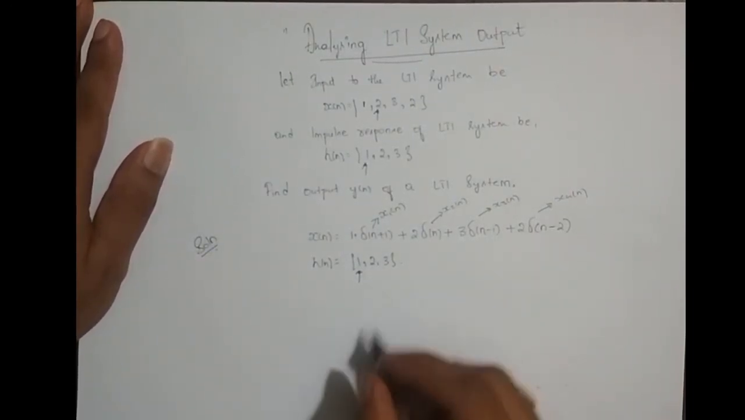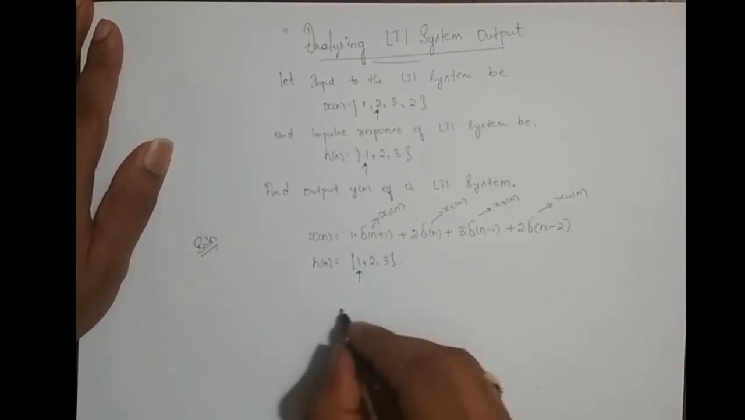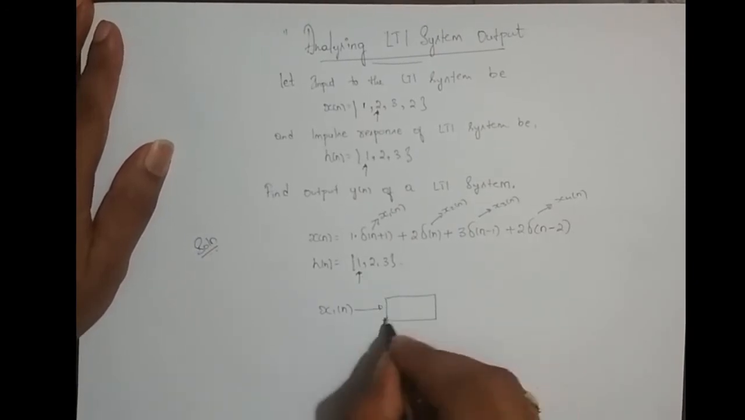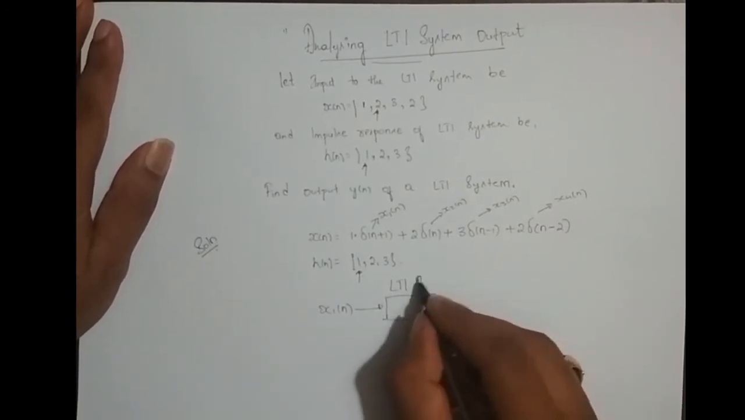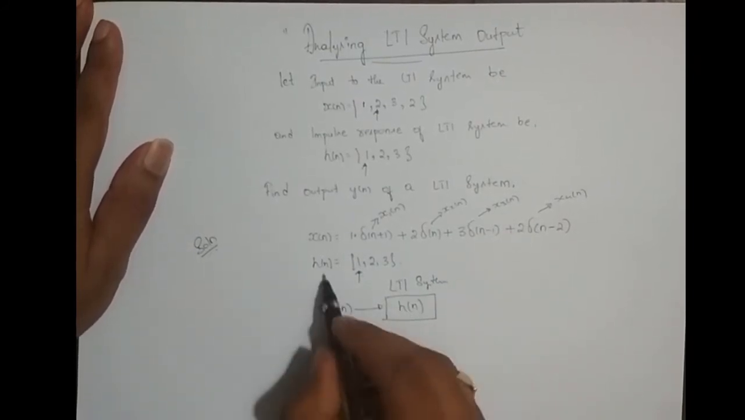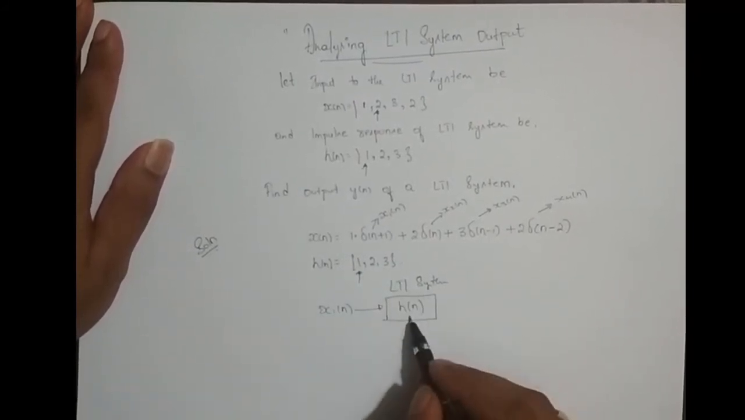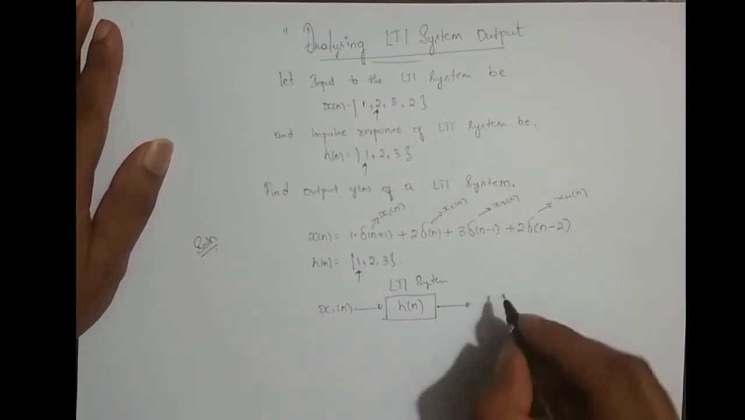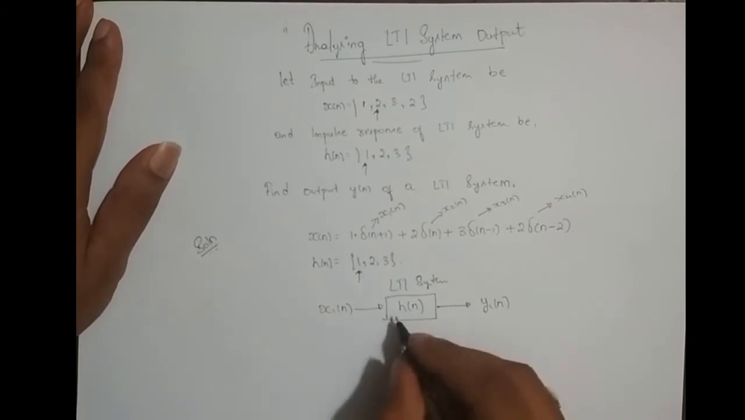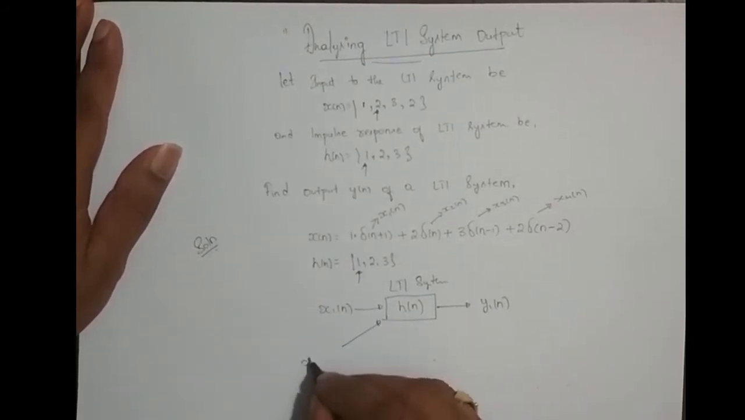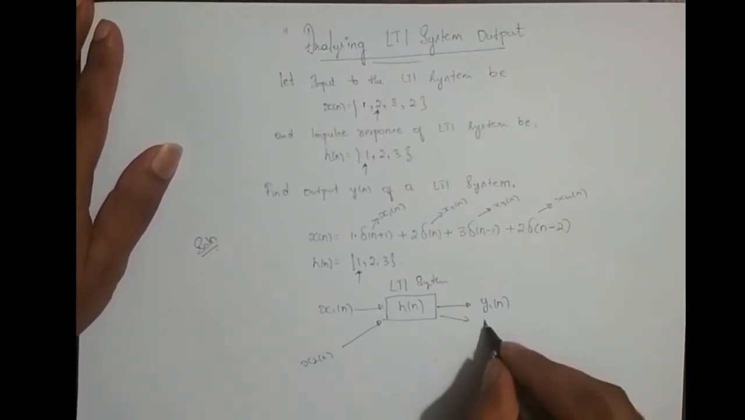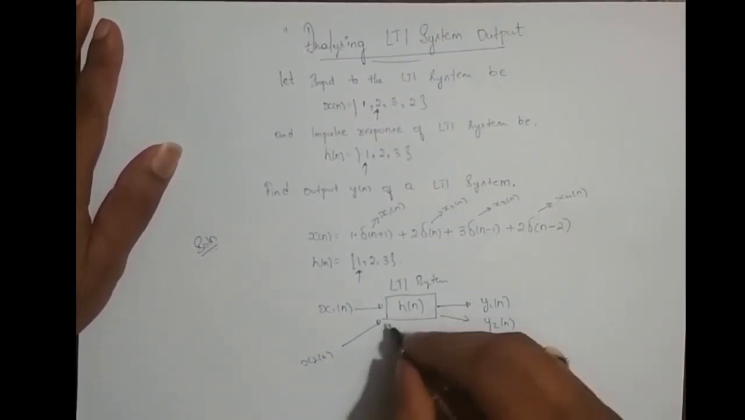So basically what we are doing is we take x1 of n and feed it to an LTI system with the given impulse response, h of n, and we find what the output y1 of n is. For the same LTI system we feed x2 of n, which is this, and we try to get y2 of n.